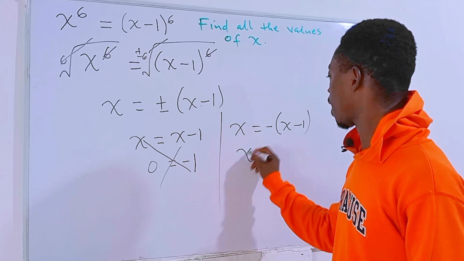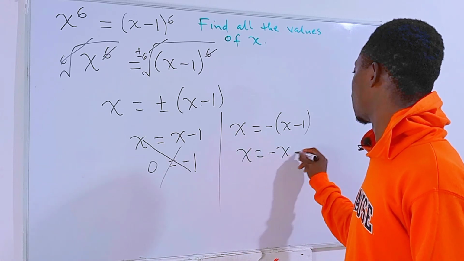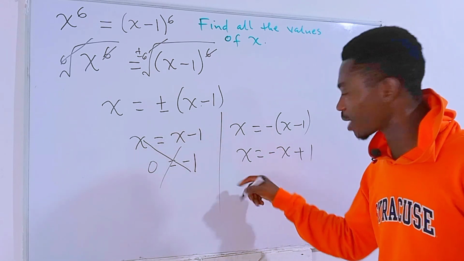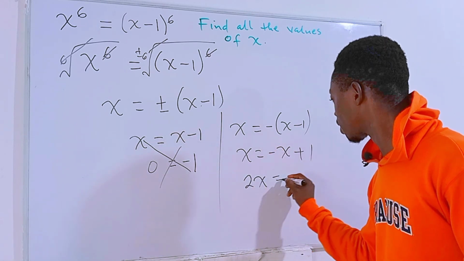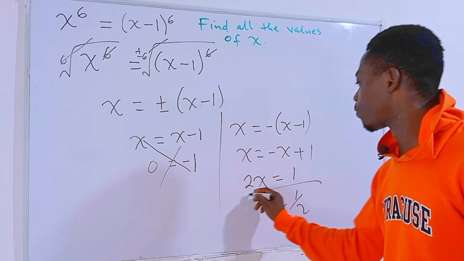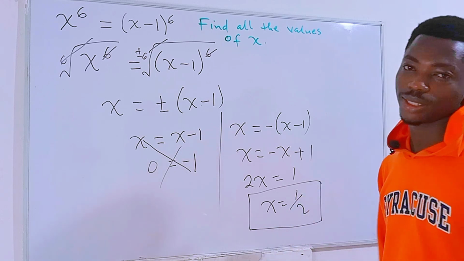Right here we have x is equal to negative x plus 1. And in fact, if we bring this negative x to this side, we will have 2x is equal to 1 and x is equal to 1/2. And this is the answer.